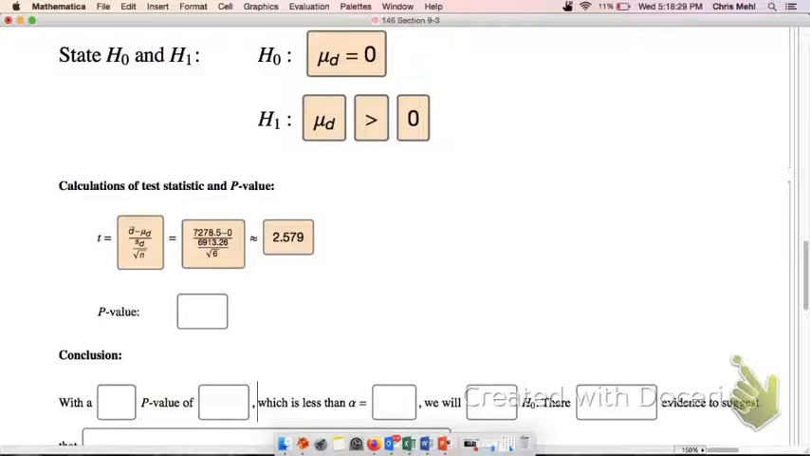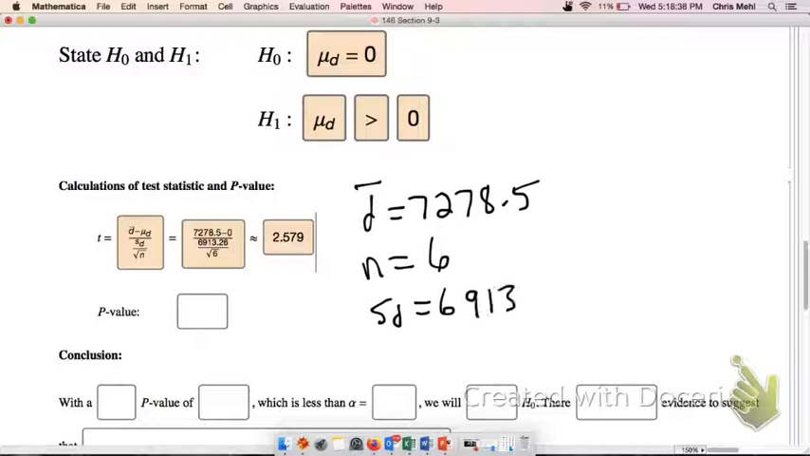So you can compute the test statistic. You might have to go back up to the other slide to recall a few things, but I'll write them down again right here. Remember, d bar was 7,278.5. That's the mean of differences amongst the sample pairs of data. The sample size was 6. The standard deviation, which I got from StatCrunch by entering the differences, was 6,913.26. I plug that into the formula for the test statistic and I get 2.579.